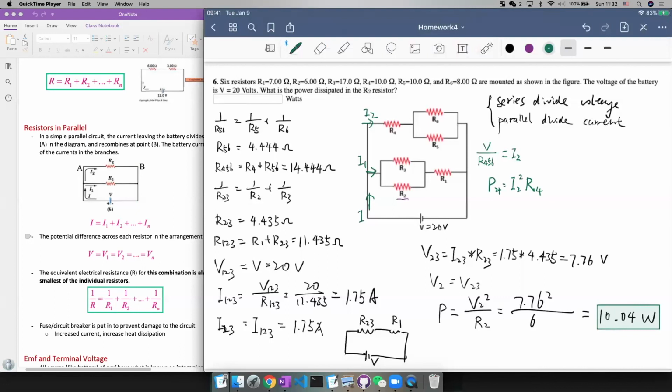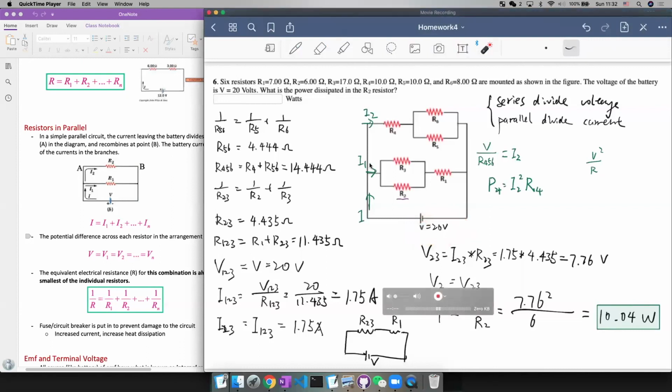What did I do? Okay. Because then, you know what I used? I didn't use that equation. I didn't use the I2 R4. I used V squared over R. Which V are you using? Are you using the original power? Oh yeah, that's the problem.